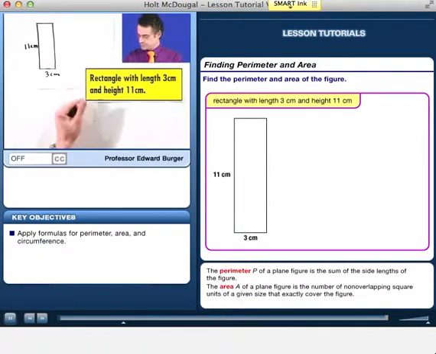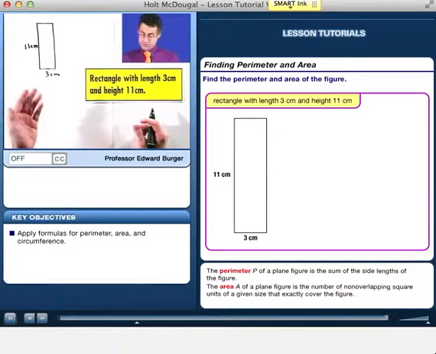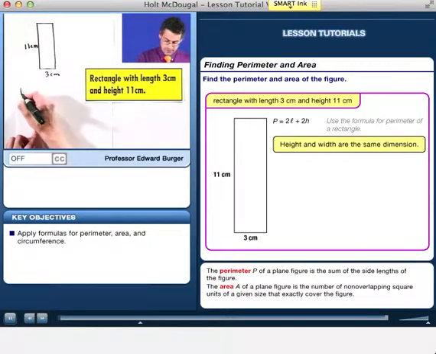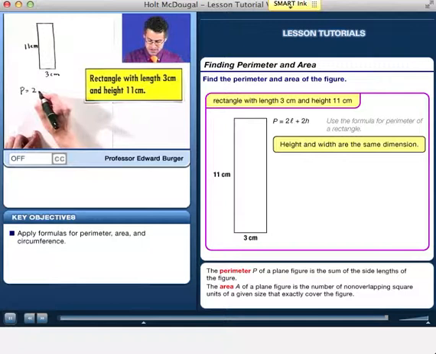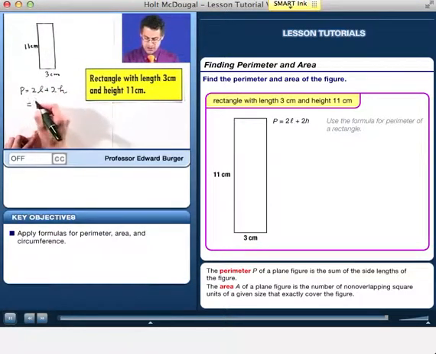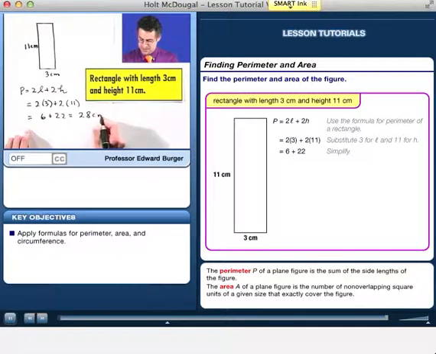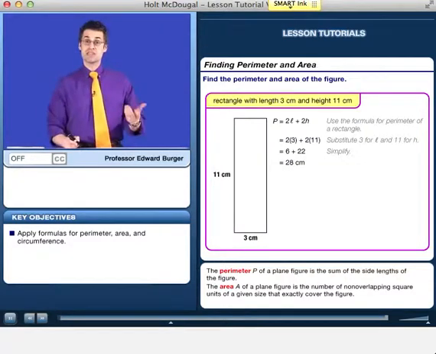Well, the perimeter, of course, we know the formula for that is 2 times the length plus 2 times the height. So the perimeter equals 2 times the length plus 2 times the height. And since we actually know that the length is 3 and the height is 11, then this equals 6 plus 22, which equals 28 centimeters. Those are the units, so the perimeter is 28.